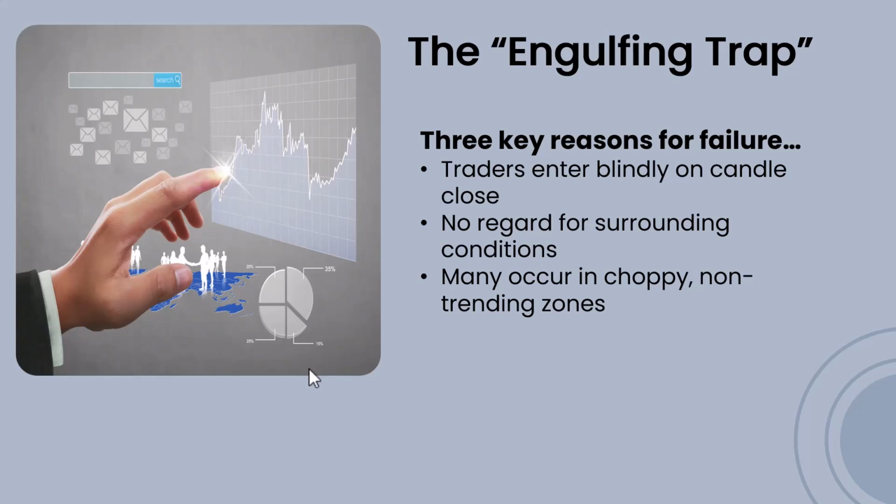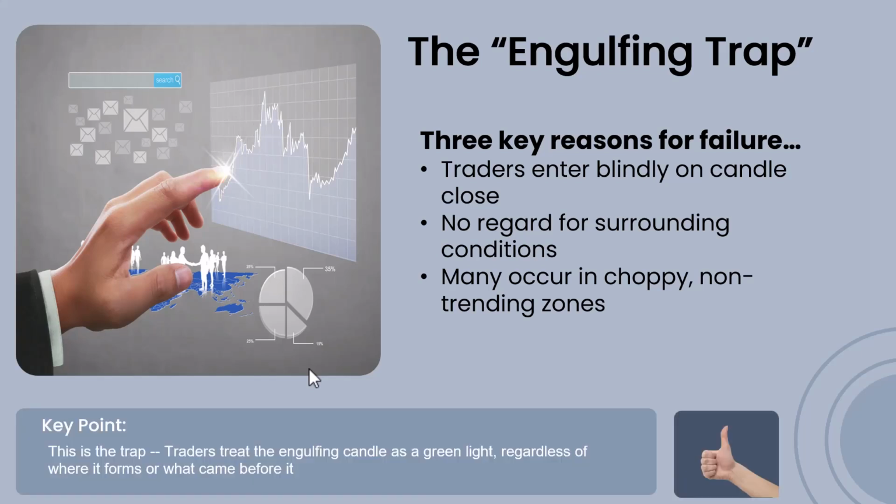So those are the 3 key reasons why people who don't consider things fully, who don't have a written trading plan that's based on those 2 key principles of not only the initial price action, but also looking for factors which offer some confluence, fall into this trap. Traders treat the engulfing candle as a green light, regardless of where it forms or what came before it. You need to do better than that.